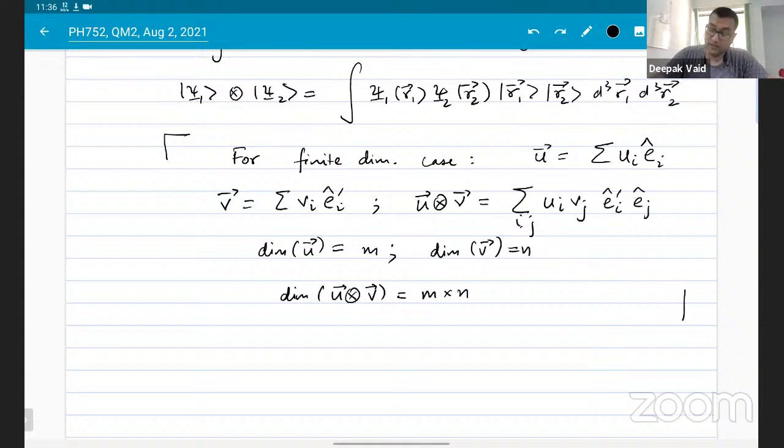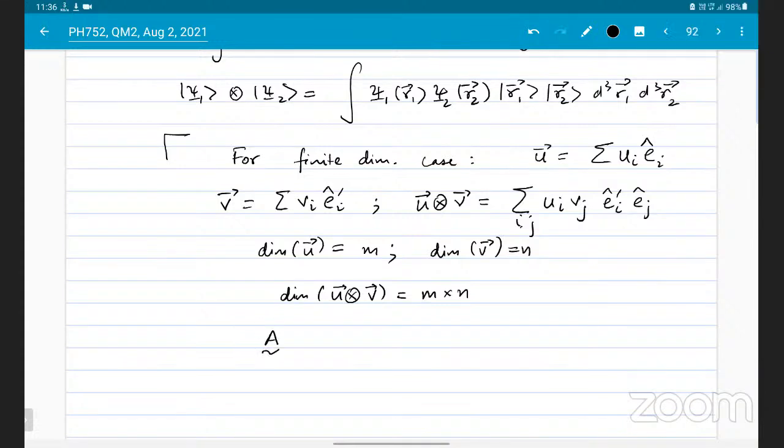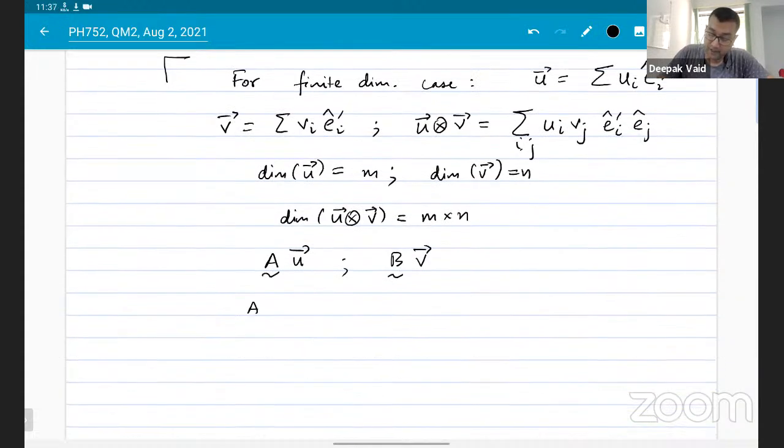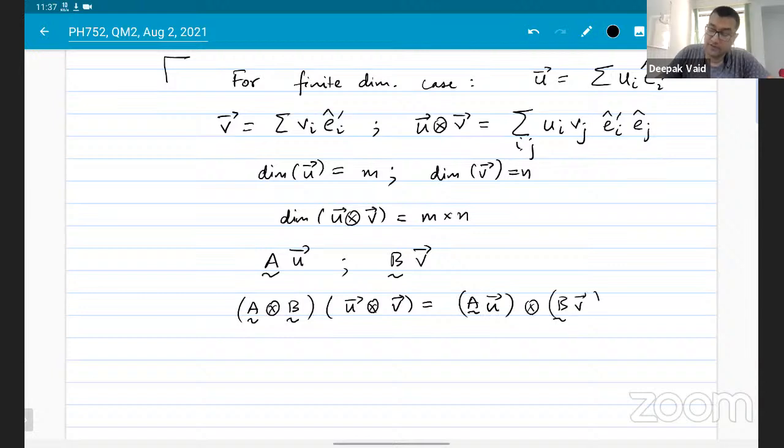And now we can ask what happens to operators on these states. So for instance, let's say you have a matrix A which acts on U, and you have some matrix B which acts on V, right? Then how would I write down something which acts on U and V? I would write that down as A tensor B. And how would this act on U and V? A would act on U and B would act on V, right?